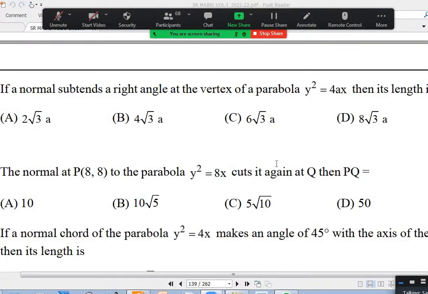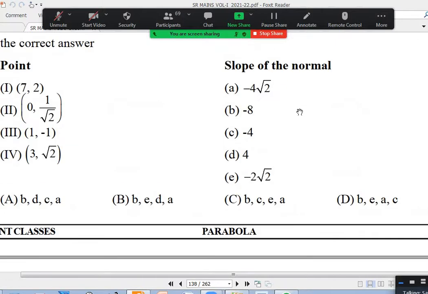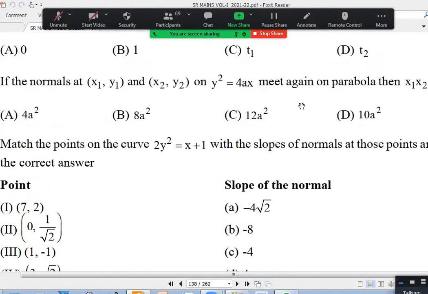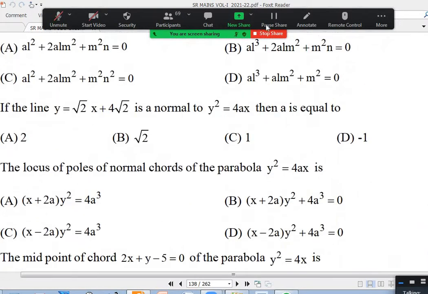Any other doubt, anybody? Any number, please feel free. Okay, that's it. Everybody's doubts are clear? All right, then why waste time? We'll go to advanced material.